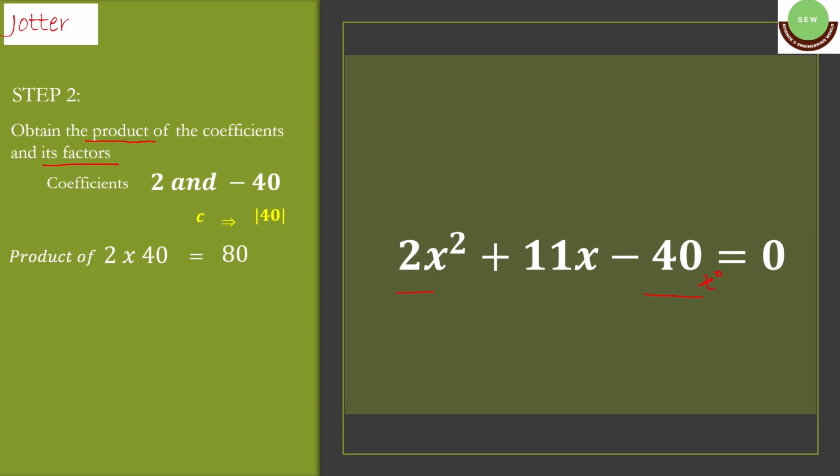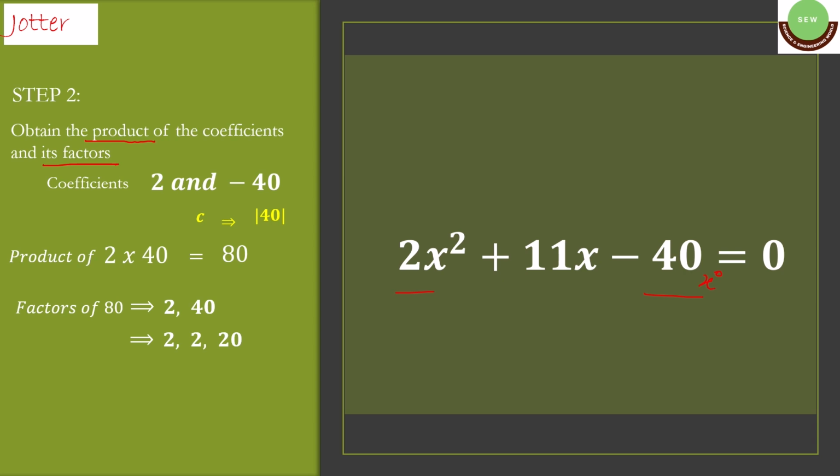Then the second operation is to find the factors of 80. Because 80 is an even number, we can start with 2. So 2 in 80 will give us 40. So one of the factor pairs of 80 is 2 and 40. We can go further because 40 is also an even number, and we can take 2 from there, and that will give us 2, 2 and 20. So 4 times 20 will give us 80.